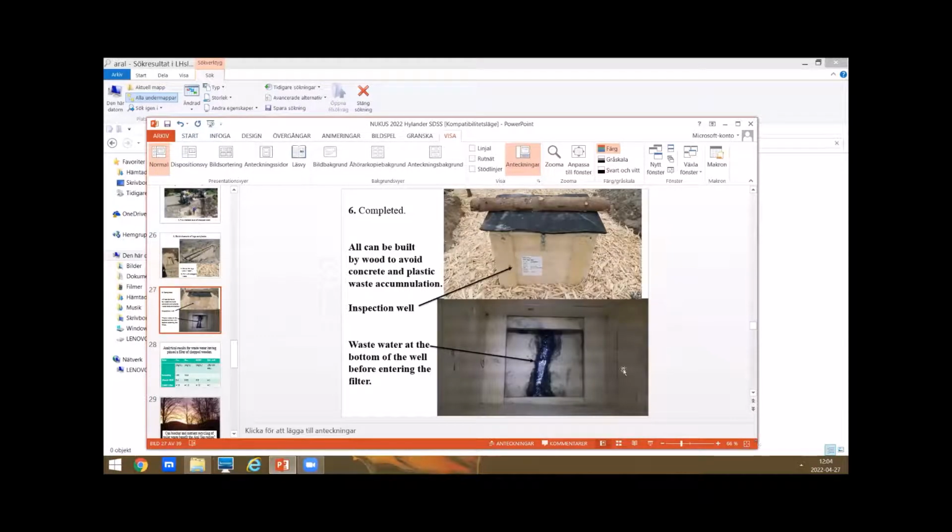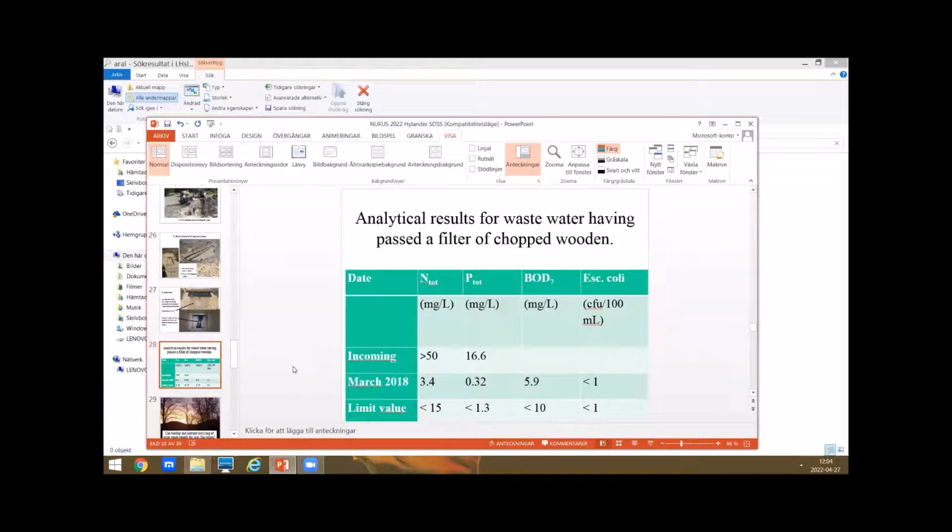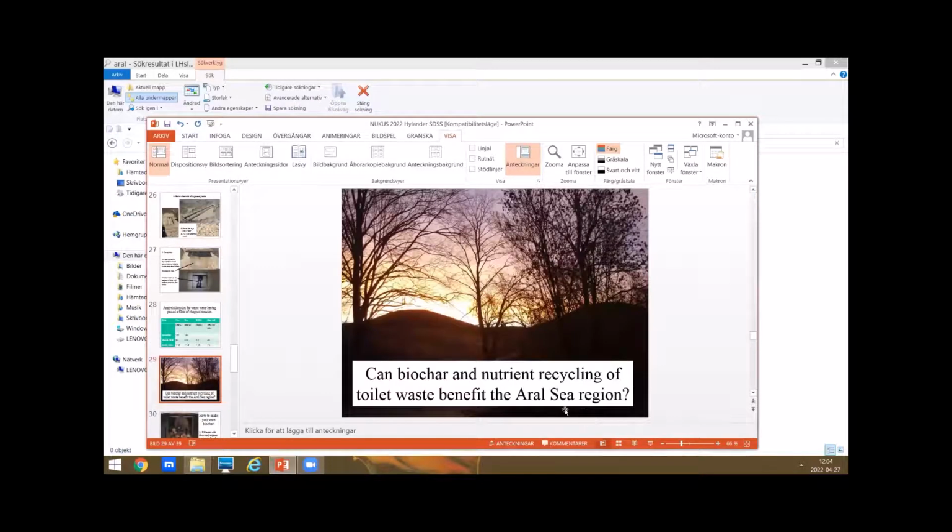And here we see the wastewater at the bottom of the well before entering the filter, and then after the filter, it got very well cleaned. It got very good reduction of nitrogen, phosphorus, organic matter, and bacteria also. So biochar and nutrient recycling of toilet waste could benefit the RLC region, as I see it. Do you agree?